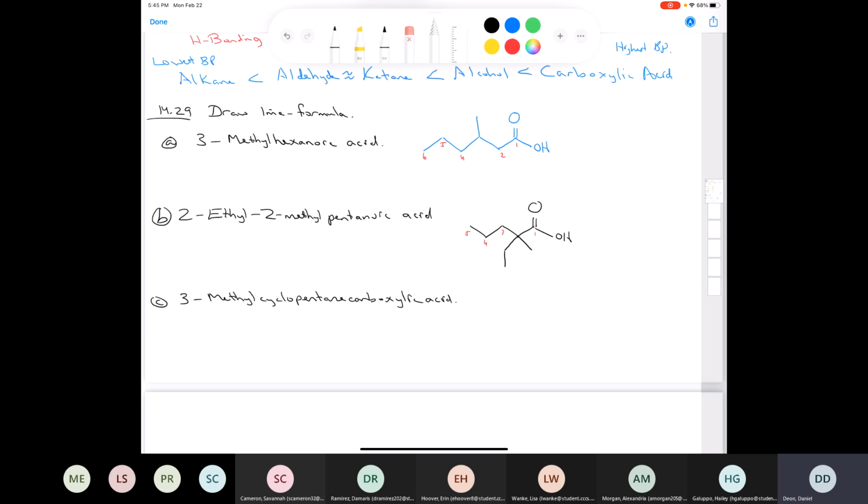So 3-methyl cyclopentane carboxylic acid. When you have a carboxyl group, a carboxylic acid functional group coming off of a cycloalkane, you name it with the name of the cycloalkane, and then you just follow it up with carboxylic acid. So cyclopentane carboxylic acid is nothing more than this. You draw a cyclopentane, 1, 2, 3, 4, 5 carbons like that. Then you add a carboxylic acid to it. So there's my carboxylic acid.